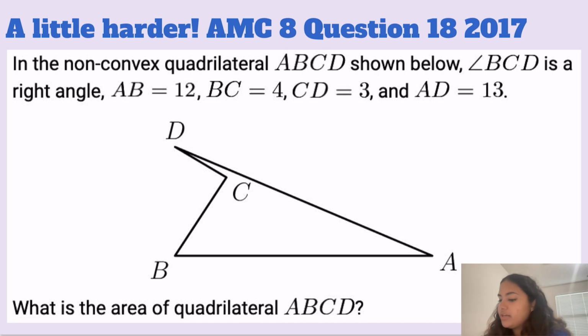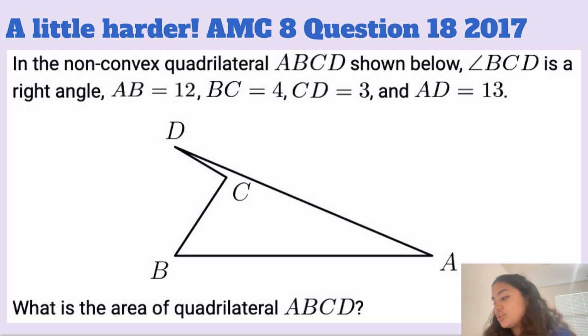So the next question is, in the non-convex quadrilateral ABCD shown below, angle BCD is a right angle. AB equals 12, BC equals 4, CD equals 3, and AD equals 13. What is the area of quadrilateral ABCD?